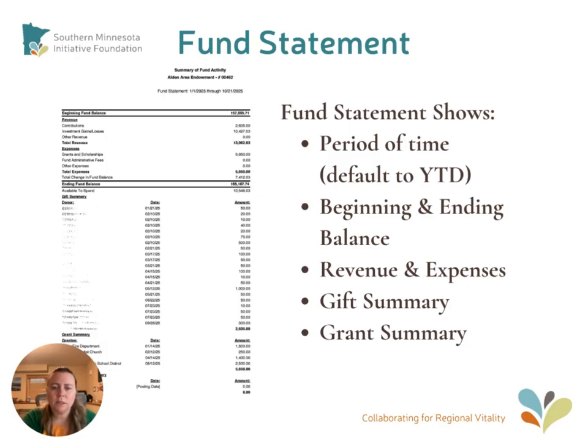So this report is going to show you the beginning balance of your fund during the period of time that it's reflecting, and then the ending balance. It's also going to show you your revenue and expenses. And that's all in the top part of that fund statement. And then below it is a little bit more detail on your gift summary and grant summary for that period of time that you're looking at.